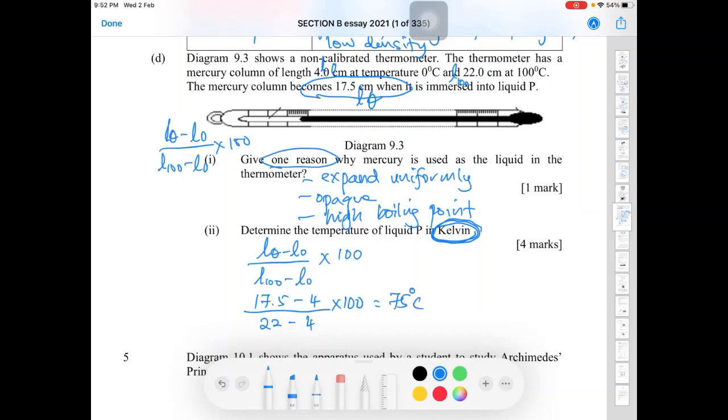Jangan tinggal jawapan kamu dalam sini sebab the question want it to be Kelvin. So how to change Celsius to Kelvin? Kita mesti tambah dengan 75 plus 273. So you akan dapat 348 Kelvin. Okay? Alright. So jangan lupa baca soalan betul-betul, garis whatever is wanted in the question. Cikgu selalu buat macam ni. Baca soalan dan garis. Alright.